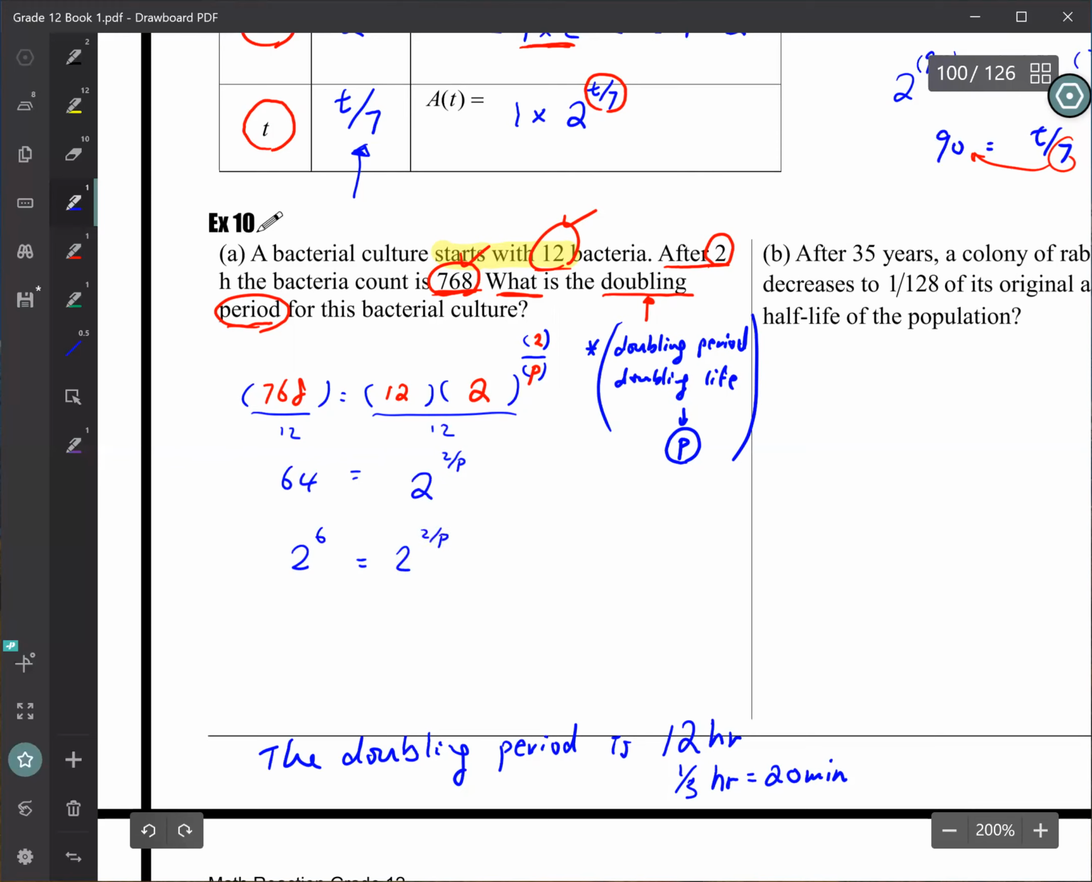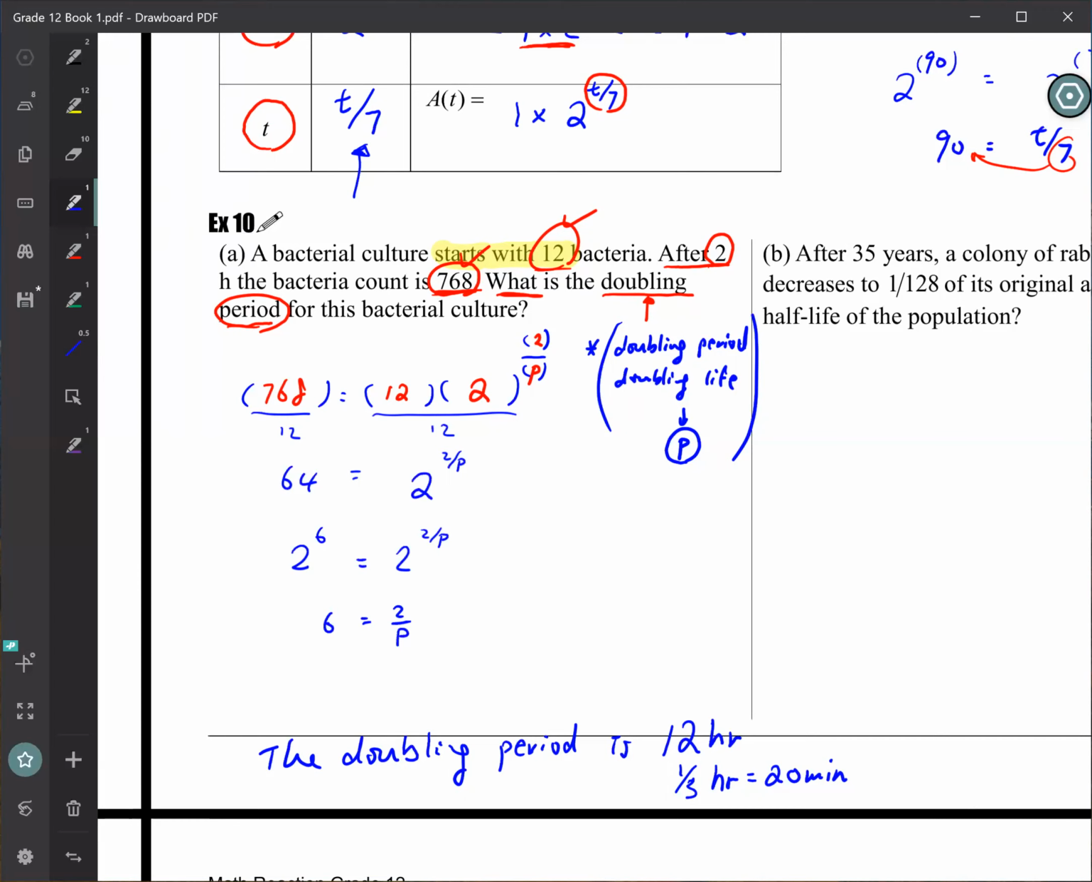And then 6 equals 2 over p, so drop the base. Yeah, what do you do now? What should you do? Oh, p equals 1 over... wait. Yeah, p equals 1 over 3.